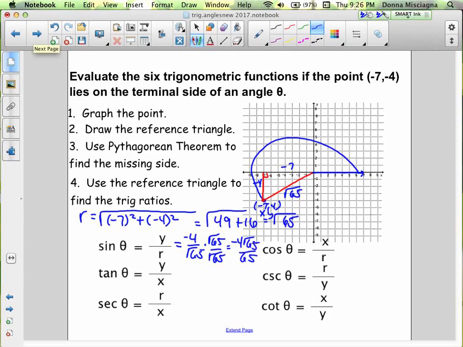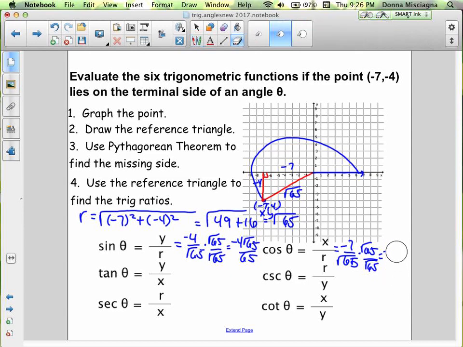Cosine, we'll use the x. That's negative 7 over the square root of 65. You can see I just made these numbers up. I just chose this point at random because this is kind of big numbers here. So negative 7 square roots of 65, I have to say this 6 times, over 65, and that's kind of sloppy. I was hoping this would be less than 30 minutes, but it's almost done.